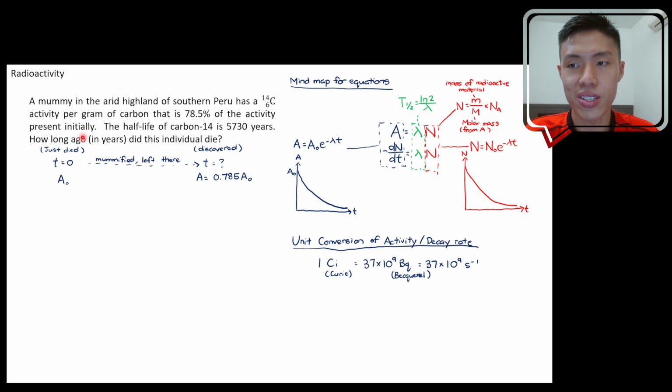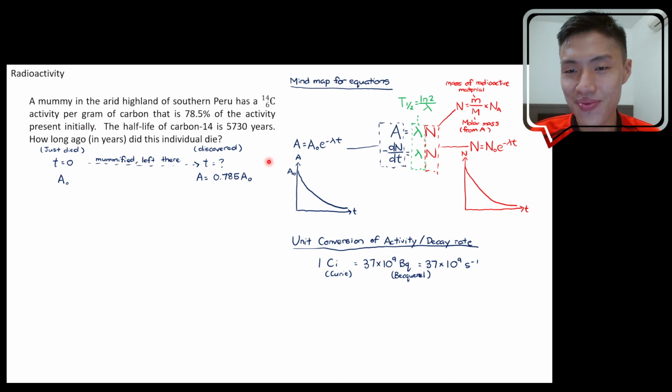Because the moment the mummy just died, it transitioned from being a living thing to a dead thing. So you can equate the activity at that moment for the mummy to be the activity of any carbon-14 living organism that we have at present time. It may make things a bit too complicated, but if you want to discuss it further, you can talk to me.